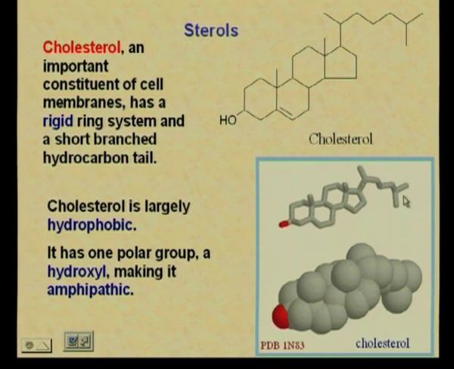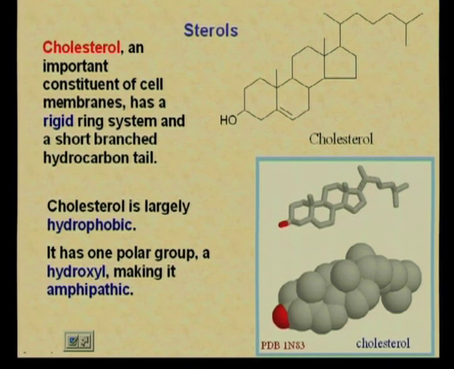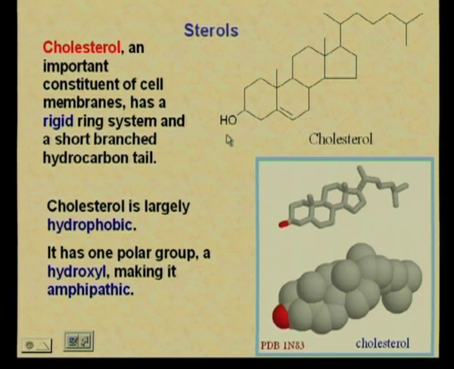So, what do we see? We see that we have a hydrocarbon part and we have a polar part to it. Okay? So, cholesterol is largely hydrophobic in nature, but it has one hydroxyl that makes it amphipathic in nature. If this were incorporated into the lipid bilayer, it would be this part that would interact with the hydrocarbon chain, the fatty acid chain part of the lipid, and it would be this OH that would interact with the polar head group of the lipid.